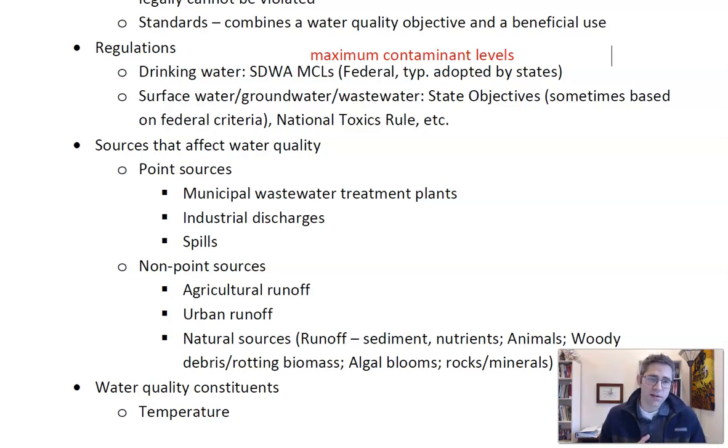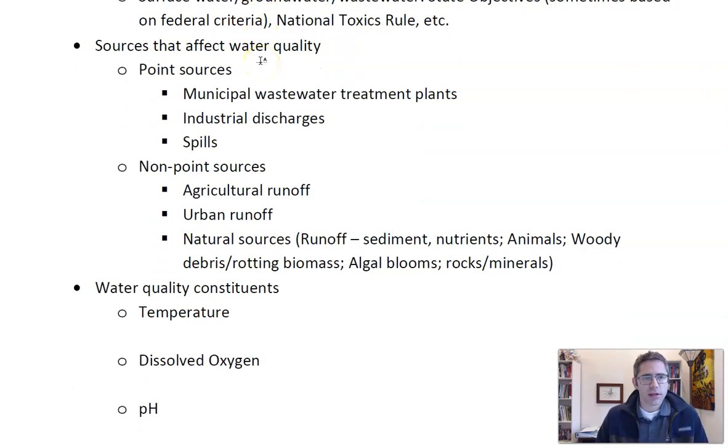Sometimes those are based on federal criteria, like in the case of drinking water, but sometimes not. The National Toxics Rule is a federal set of objectives or criteria that states can adopt. In California, you have the California Toxics Rule, which governs a lot. Other states have other things as well. So those are the basic regulations.